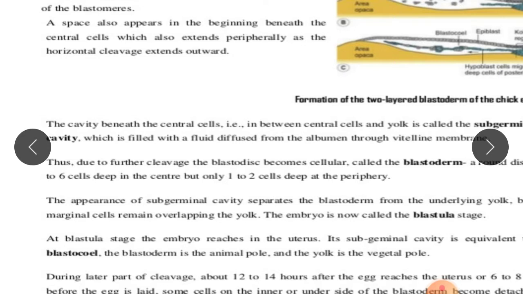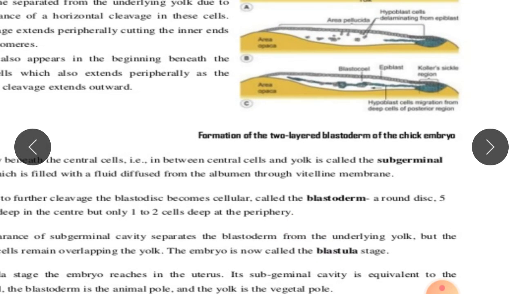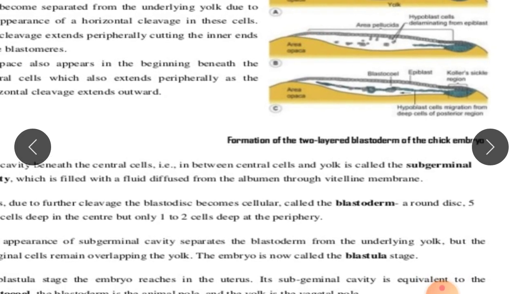The embryo is now called the blastula stage. At the periphery, the epiblast is connected to the yolk, but at the center it is separated from the yolk. This yellow part is the yolk. This is the cavity and this is the epiblast. The epiblast is connected to the yolk at the periphery, and that part is called the area opaca, and this is the area pellucida.